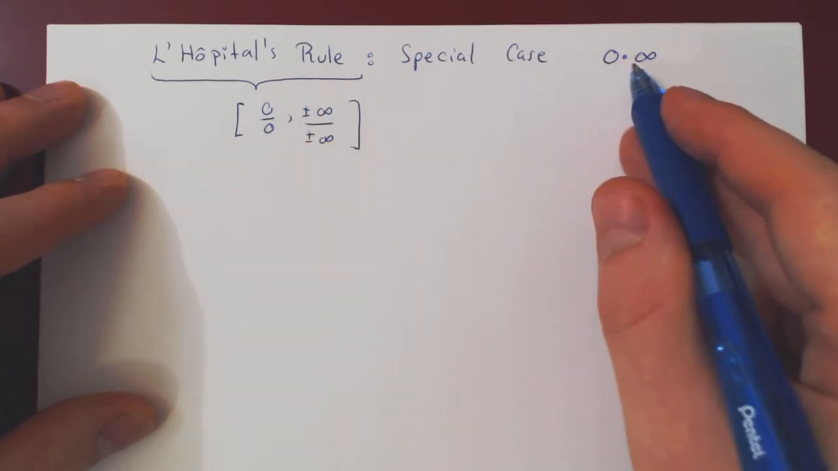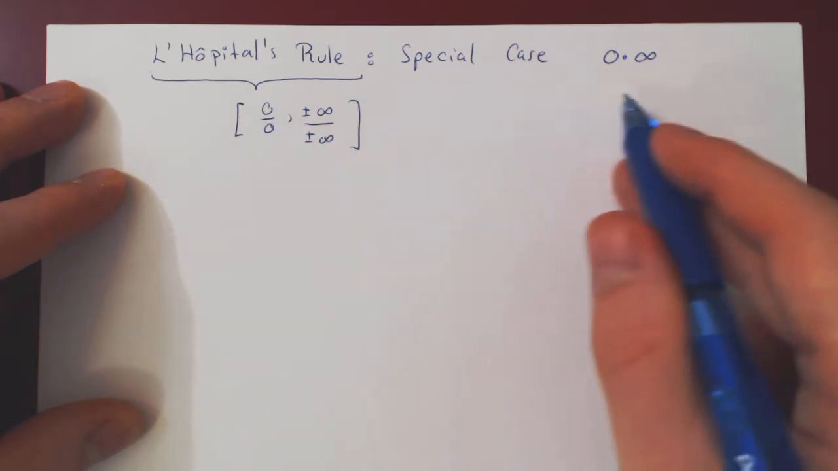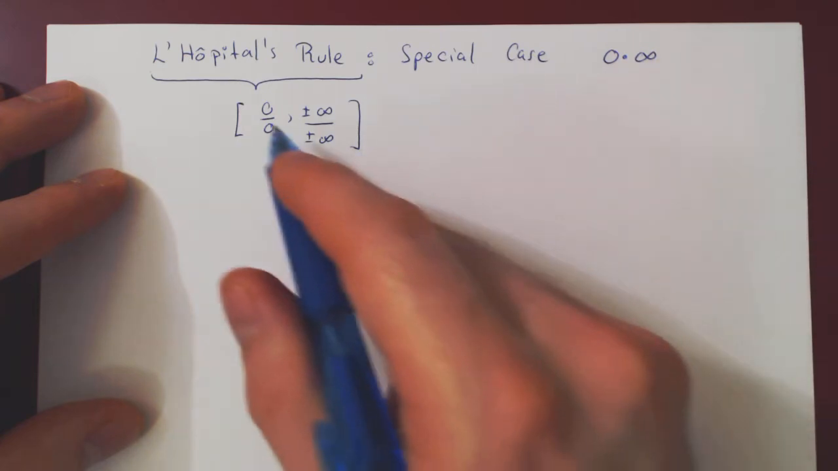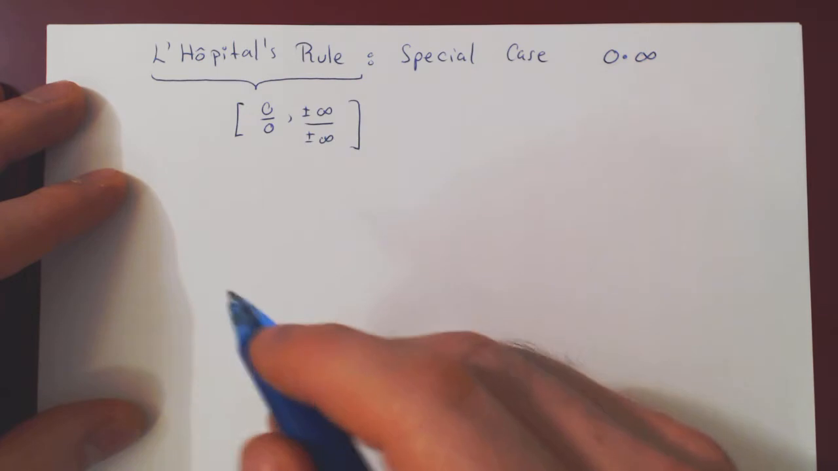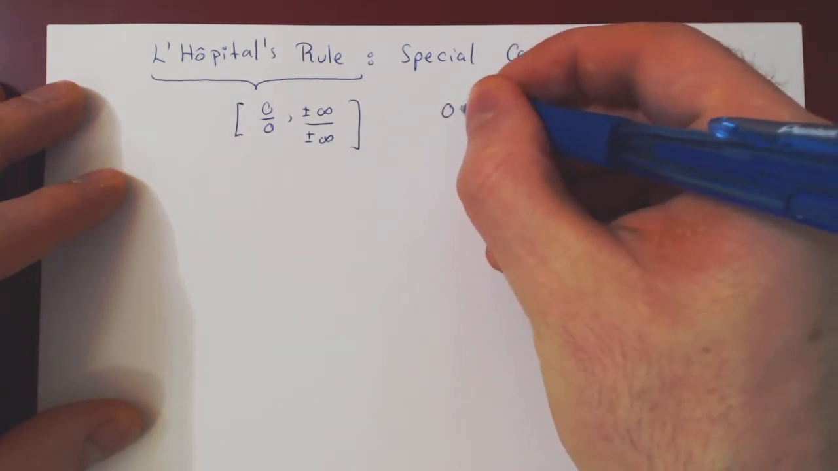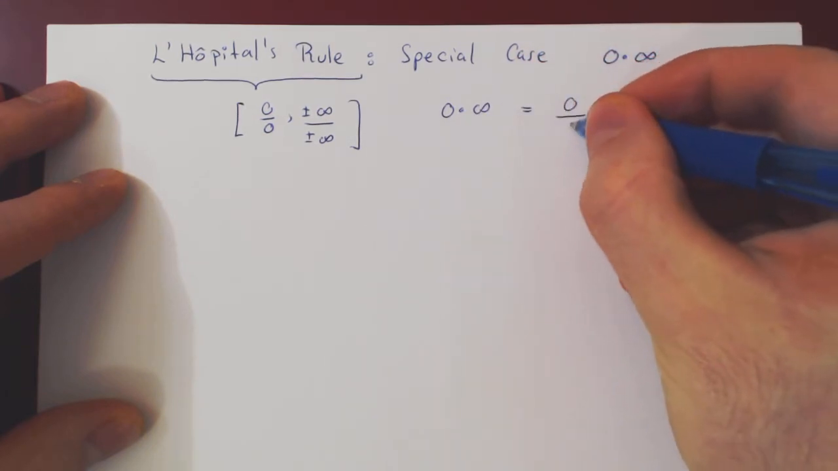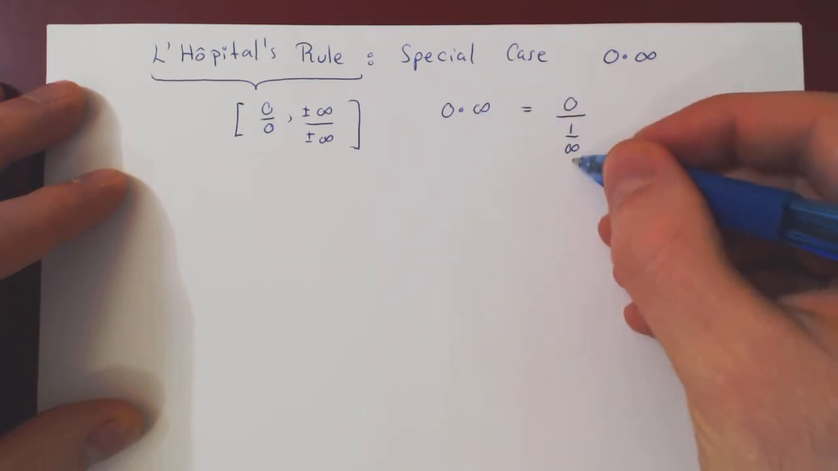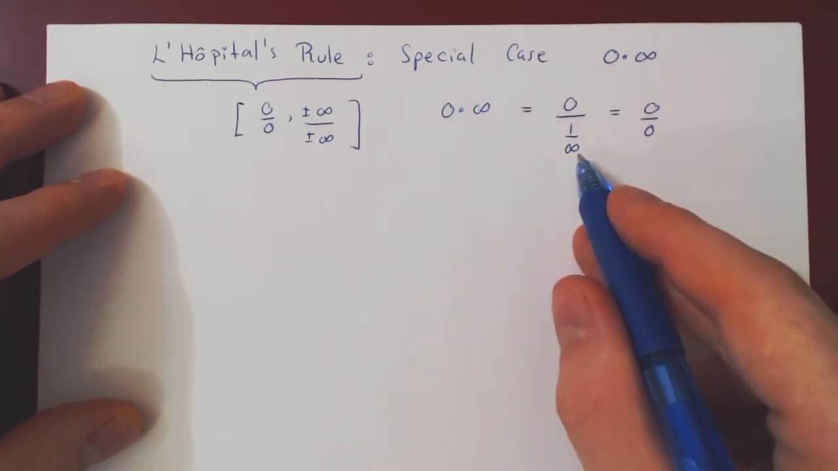So if you have a case like this, 0 times infinity, you can't directly apply L'Hopital's rule, but if you rearrange the expression, then you can transform 0 times infinity into either 0 over 0 or infinity over infinity. And you can think of it in two ways. Suppose you have 0 times infinity, and you send the infinity down, right? So if you divide by 1 over infinity, same as multiplying by infinity, but 1 over infinity is 0, and you get a 0 over 0 case, sending the infinity down.